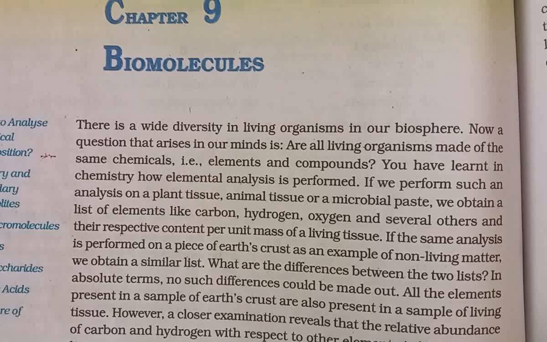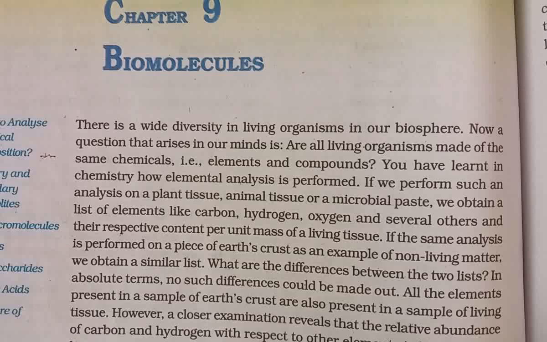If we perform such analysis on a plant tissue, animal tissue or a microbial paste, we obtain a list of the elements like carbon, hydrogen, oxygen and several others, and their respective content per unit mass of the living tissue. If the same analysis is performed on a piece of the earth's crust as an example of non-living matter, we obtain a similar list. What are the differences between the two lists?